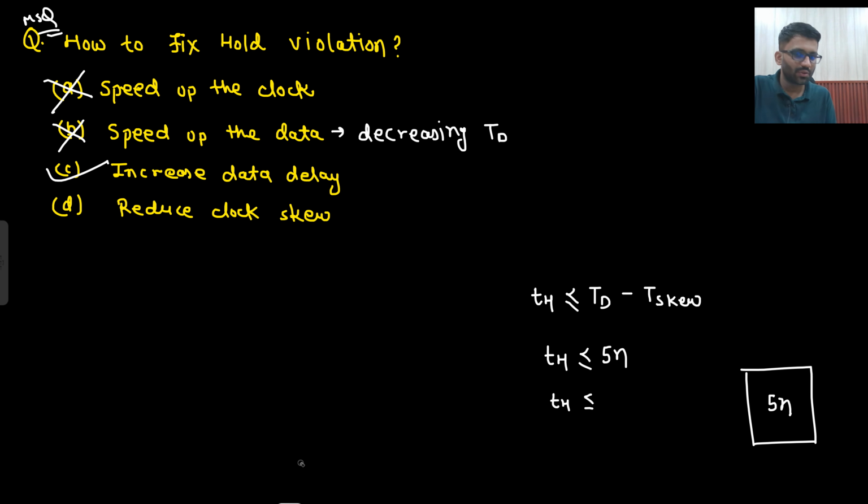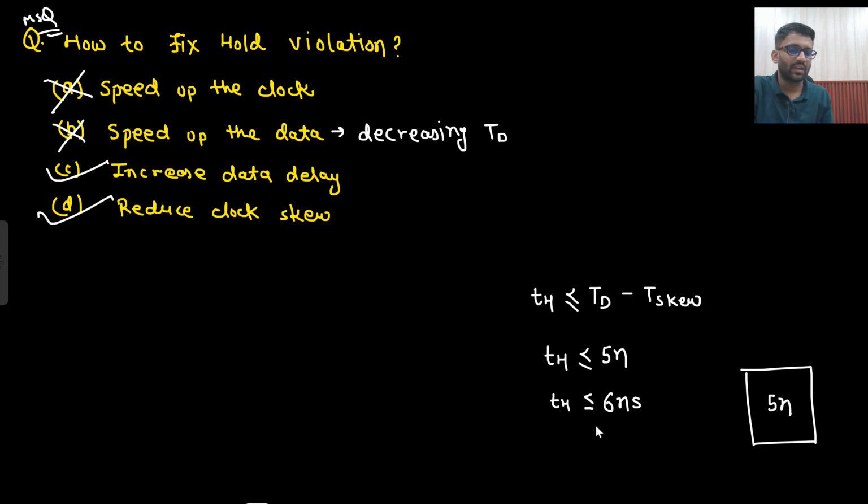If I reduce this clock skew, what will happen? This value will go up. So this will become 6 nanosecond. If I reduce this T skew, this complete value will go up, so that means this will become 6 nanosecond. Again you are happy, because if this is becoming 6 nanosecond, it is saying that maximum you can have 6 nanosecond, but you designed it for 5 nanosecond. So yes, you are happy. So this is also correct.